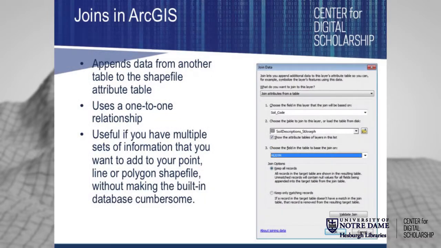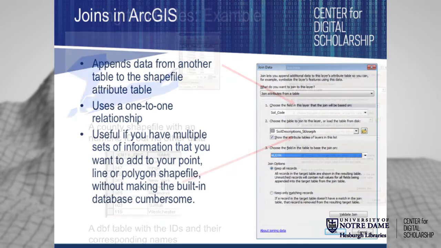So to run a join in ArcGIS is essentially going to use this one-to-one relationship to append everything into the attribute table. It can be really useful if we want to have multiple sets of information that we associate with one spatial layer, whether it be parcels, trees, or something like that, but we don't want to have this giant attribute table. This way we can sort of do it on the fly.